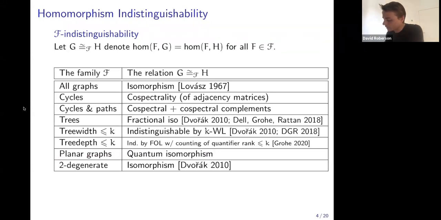Dvorak also showed that there are some proper subfamilies of graphs, in particular the 2-degenerate graphs. So these are graphs where every induced subgraph has a vertex of degree 2 or less. And this is actually already equivalent to isomorphism.